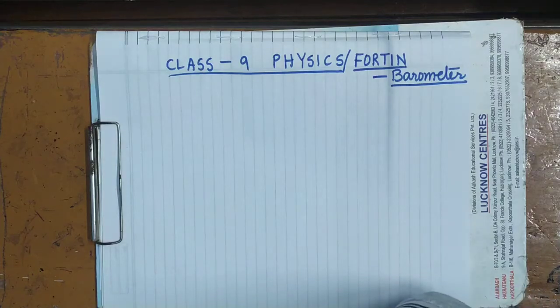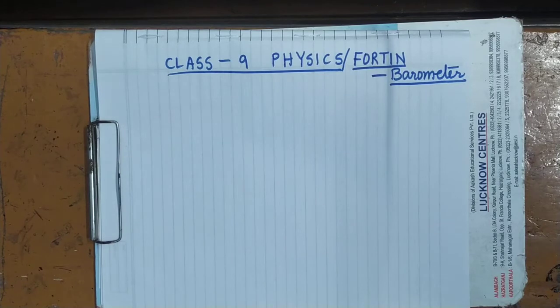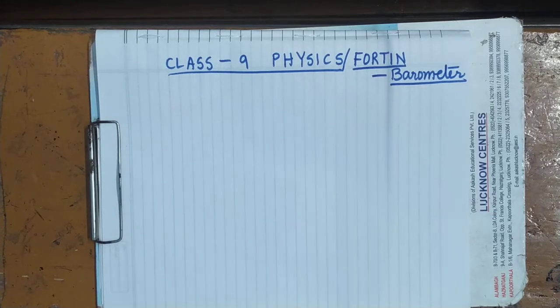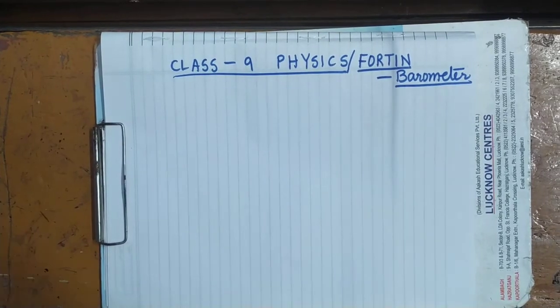Hello students, today I will explain to you about the Fortin's barometer. It is a modified form of the simple barometer in which the shortcomings of the simple barometer have been removed. What were the shortcomings of the simple barometer? So that I am explaining here.